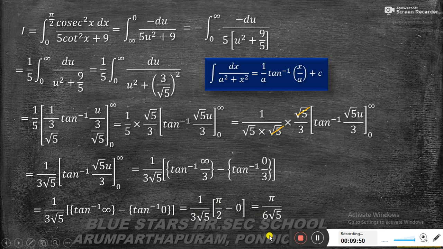This is our answer. Therefore, our integration, integral 0 to pi by 2 dx by 5 plus 4 sine square x, equals pi by 6 root 5. This is our answer.